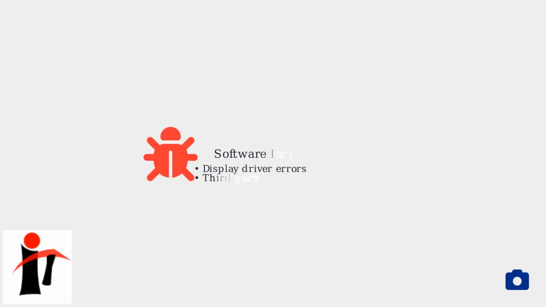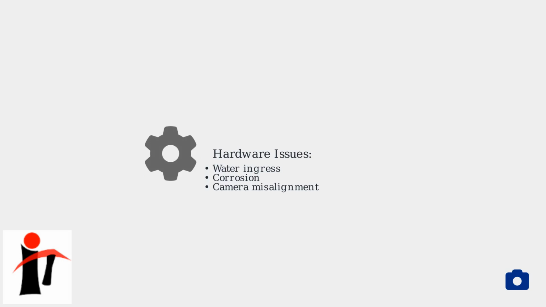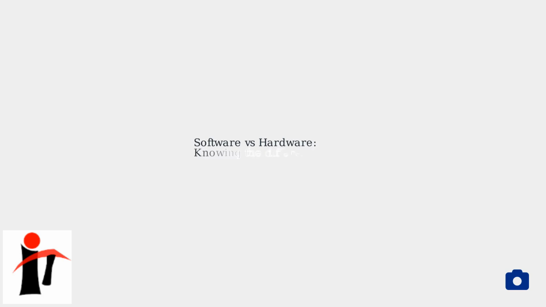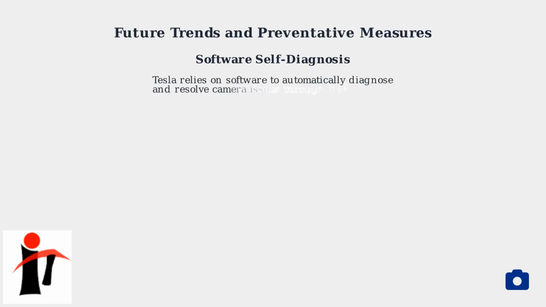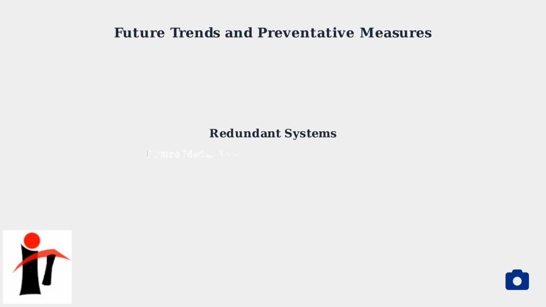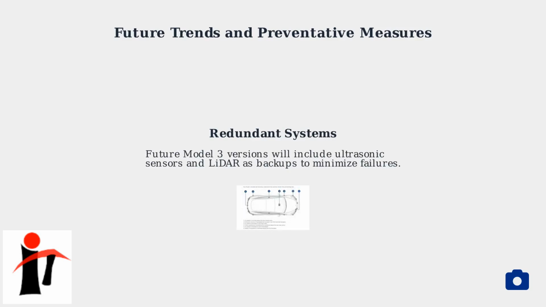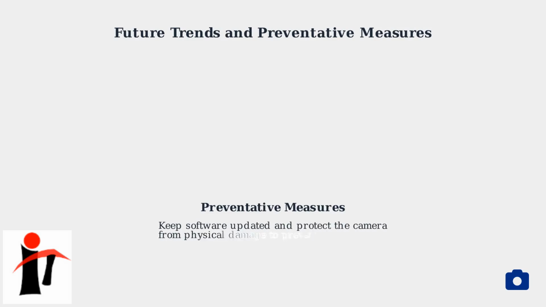Tesla's reverse camera uses high-resolution cameras as part of its autopilot vision system. Software glitches like display driver errors or conflicts with third-party apps can cause malfunctions. Hardware problems include water ingress, corrosion, or camera misalignment. Knowing the difference helps pinpoint the right solution. Tesla is increasingly relying on software to self-diagnose and resolve camera issues. Future Model 3 versions are expected to incorporate redundant systems like ultrasonic sensors and LiDAR to minimize camera failure impact. Keep your software updated and protect the camera from physical damage to prevent future issues.